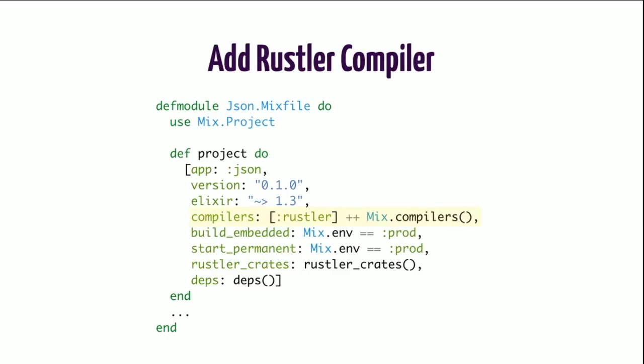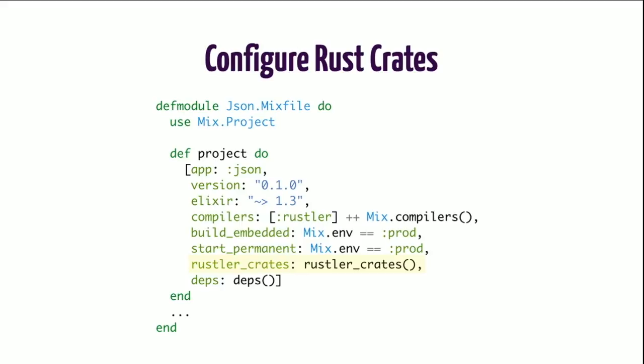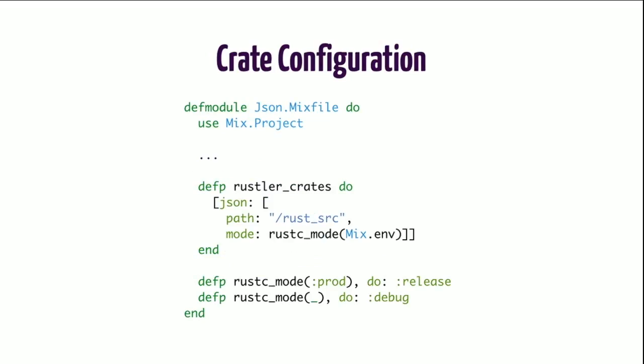Then you just need to add the Rustler compiler. It is a compiler written in Elixir that keeps track of where the files should go and invokes the Rust compiler with the right flags and things like that, which is nice. Then we set up this option called Rustler crates, which we call this function here. This function sets up some configuration for the crates themselves, and that's what you call a Rust library. They call it a crate.